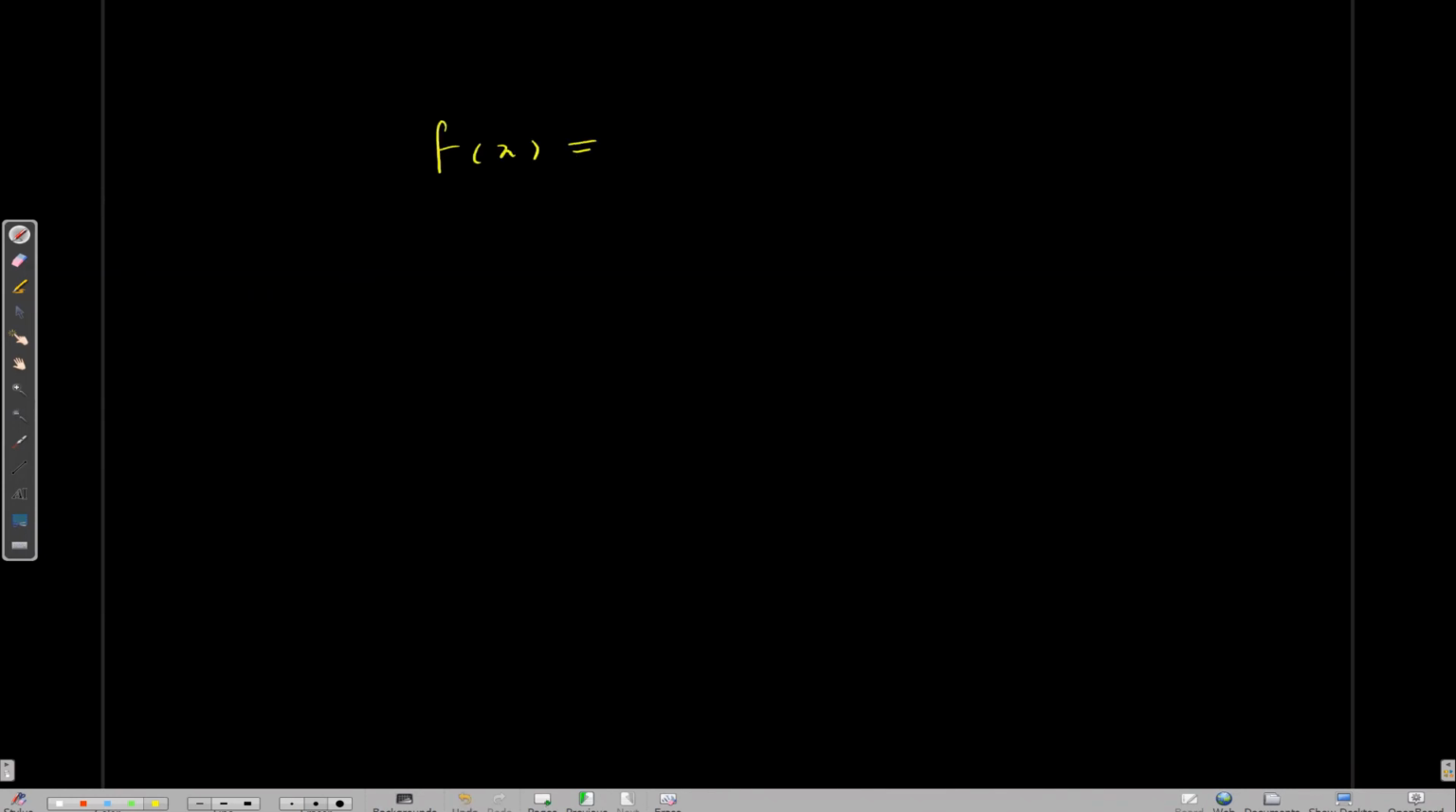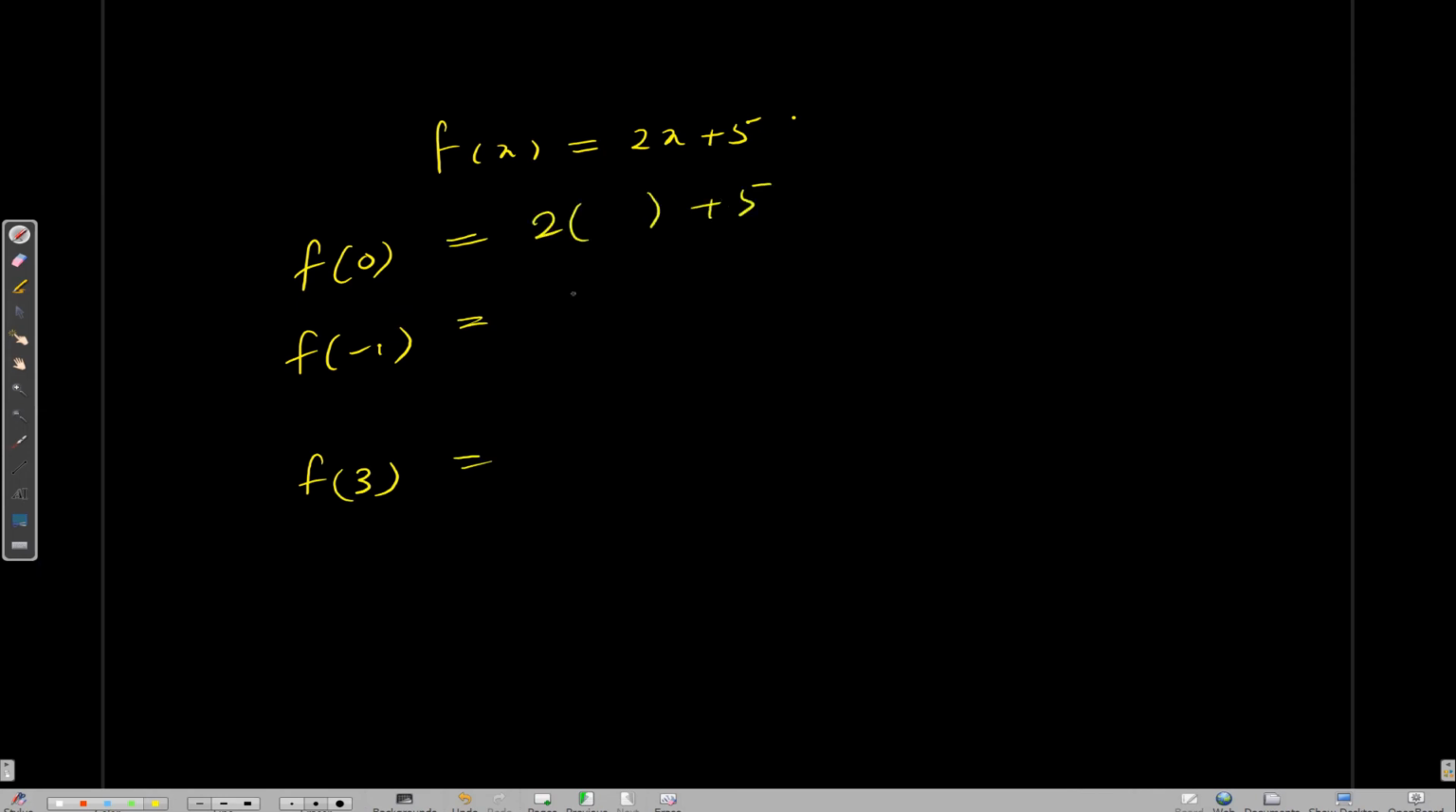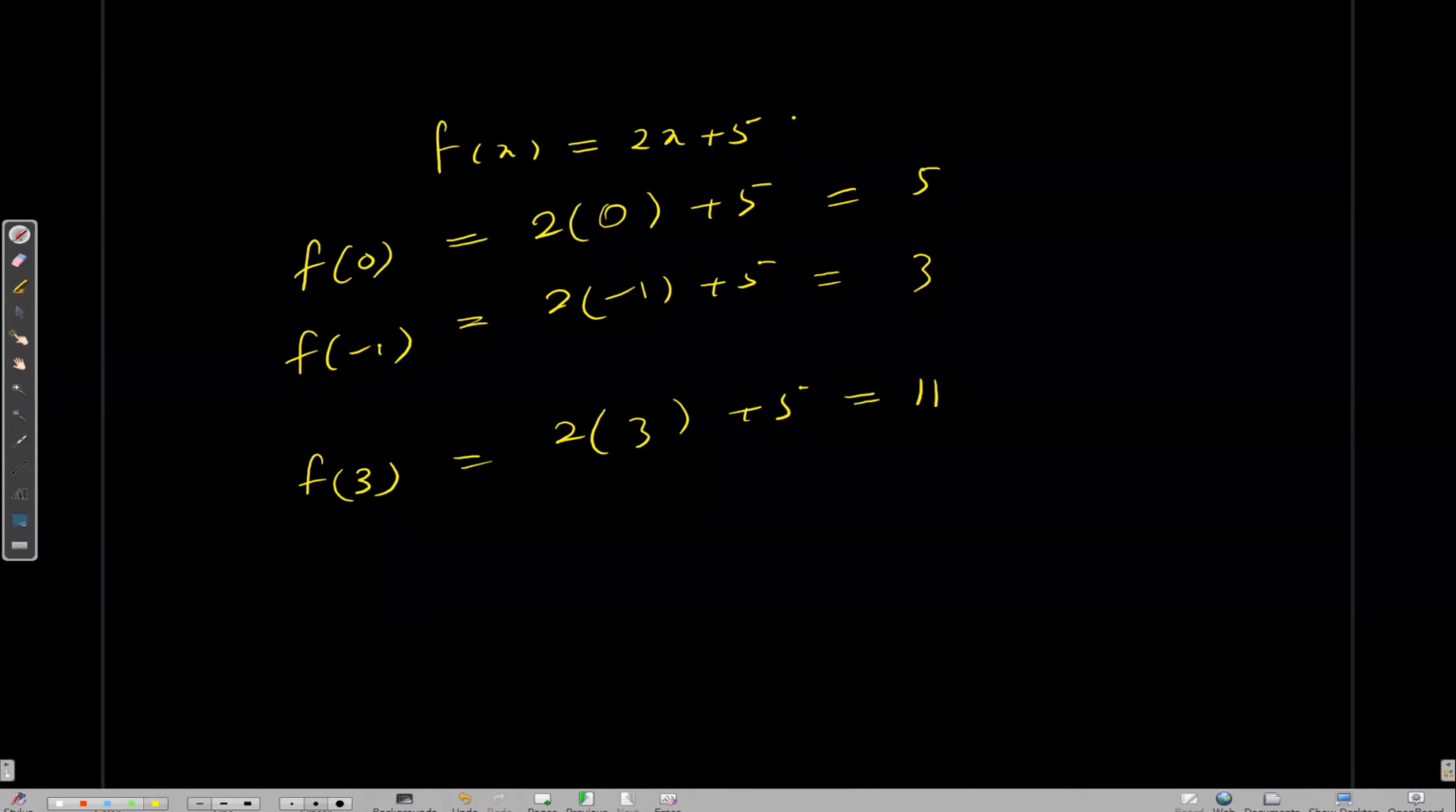So let's say f of x equals 2x plus 5. I want you to evaluate this quickly. What you need to do is just put 0 in the appropriate place. This is the form of the function. The numbers 2 and 5 remain unchanged, but x, as the variable, changes: here 0, here negative 1, and here 3. And then this is 5, this is negative 2 plus 5, this is 6 plus 5, 11, right? Simple as that.